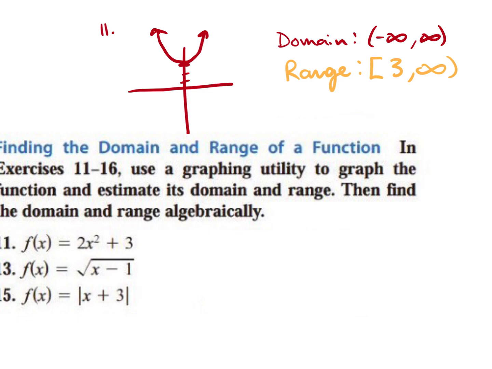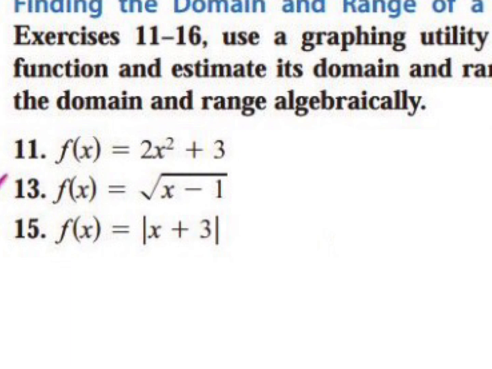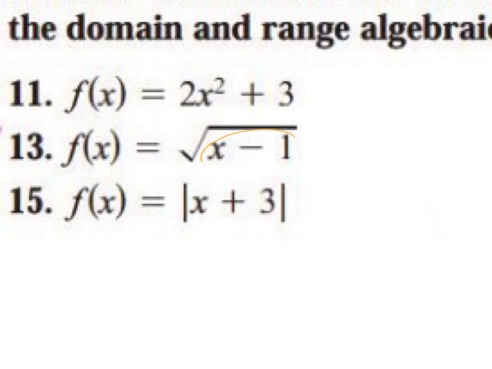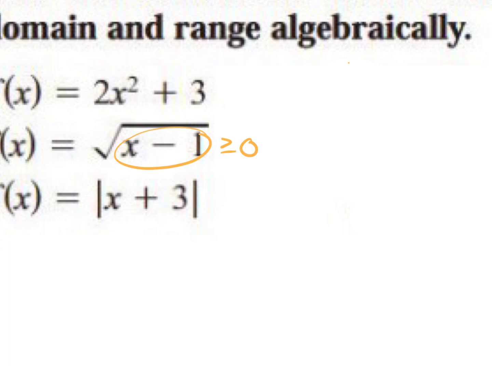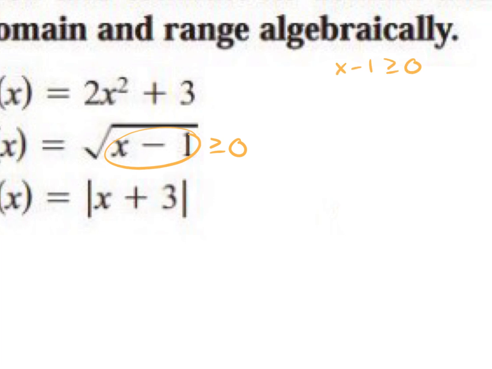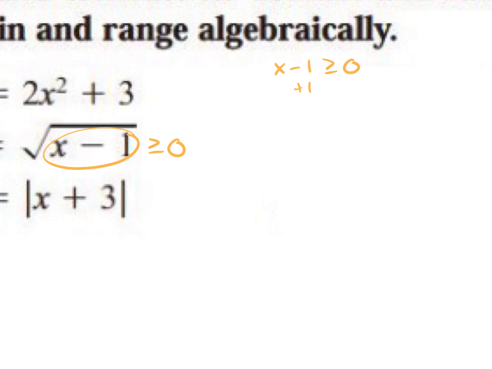For 13, it's super similar to what we just did in example 2. We're going to do the same thing. What can I not have under a square root? A negative. So I'm going to set whatever's under my square root greater than or equal to 0. So x minus 1 is greater than or equal to 0. We can solve for x, so we want to add 1 to both sides. X is greater than or equal to 1.